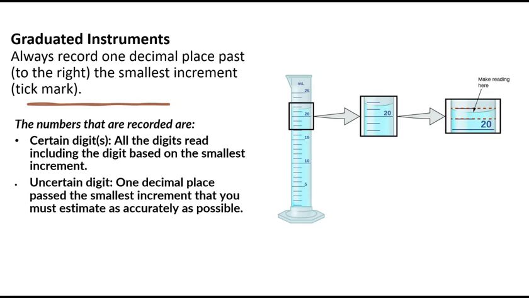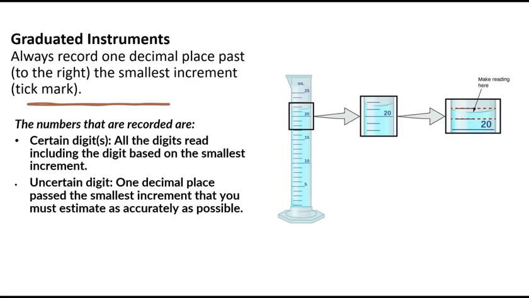We will also use graduated instruments. When we use graduated instruments, make sure to always record one decimal place past, or to the right of, the smallest increment or tick mark. The numbers that we record are all the certain digits, which are the digits read including the digit based on the smallest increment, and the uncertain digit. The uncertain digit is one decimal place past the smallest increment that you must estimate as accurately as possible.